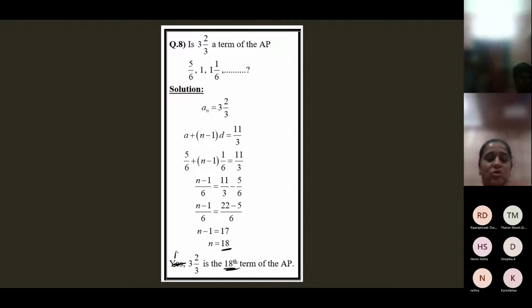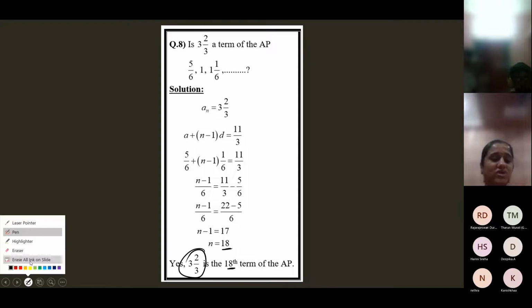So when do you say no? If it's negative or it's a fraction. If it's negative, say minus 8, you cannot say that 3 2/3 is the minus 8th term of the AP. No. Or if it's a fraction, some 5/11, you cannot say that that number is the 5/11th term of the AP. So in such cases, we say no, it is not a term of the AP. If the value of n is admissible, here we are getting 18, that means the 18th term of the arithmetic progression is 3 2/3. Is it understood, children?